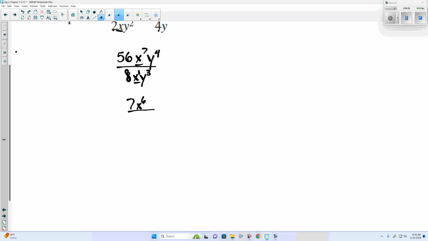So our 7x, or x to the 7th over x, is going to reduce to x to the 6th, and it would be in the numerator. Our last one, y to the 4th over y to the 3rd, would be y to the 1st, and since it's bigger on top, it stays on top. There would be a 1 in the denominator. Since it's dividing by 1, we don't have to write that division by 1. We can leave it as 7x to the 6th y.